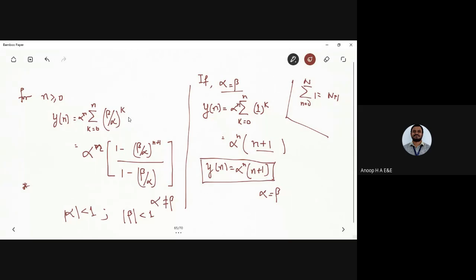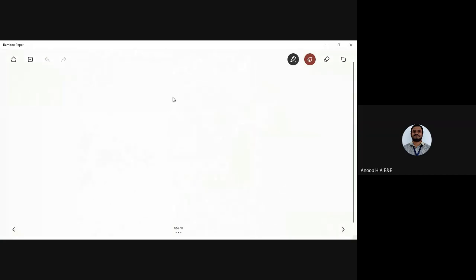Now next, we are going to have the third problem which will be discussed. Let me make a note of it. So this is the third problem. Y of n would be equal to beta power n u of n convolved with u of n minus 3, where beta is less than 1.